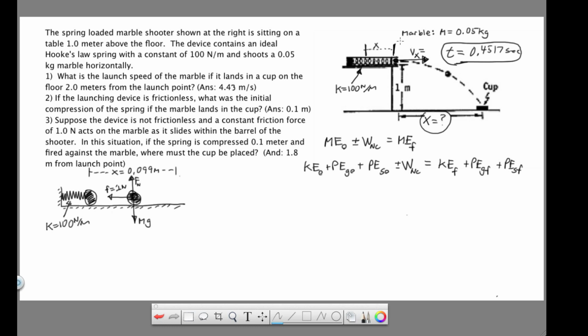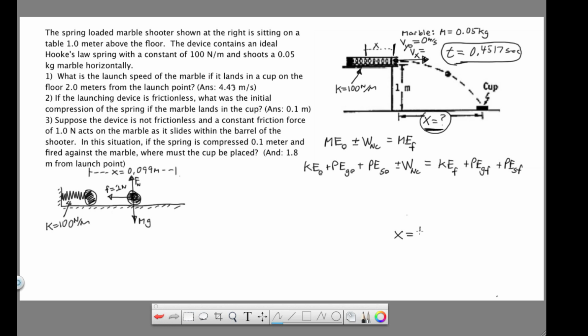But the y velocity, if you look back at what we did in part 1, the initial y velocity is 0. When the marble leaves the edge of the table, there's no vertical velocity. The height of the table is not going to be changed. And the acceleration of gravity, which is our vertical acceleration, that's not changed. So the time in the air is still 0.4517 seconds.